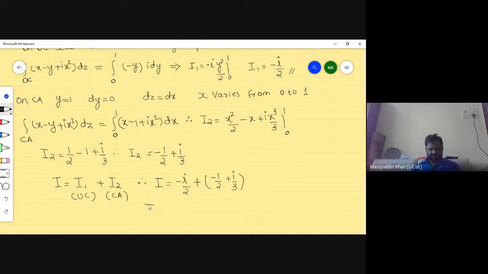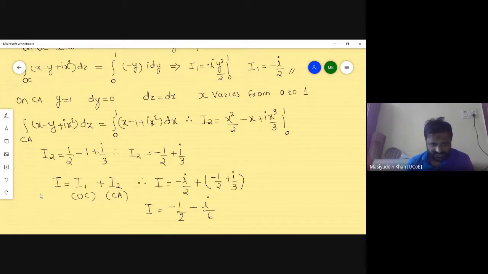So I is equal to minus 1 by 2 kept as it is. Simplifying the rest, minus 3 plus 2I remaining is minus I by 6. If you simplify, you will get the same result. So minus 1 by 2 minus I by 6. So this is the final result of the third condition. Now we will move ahead with the last condition.